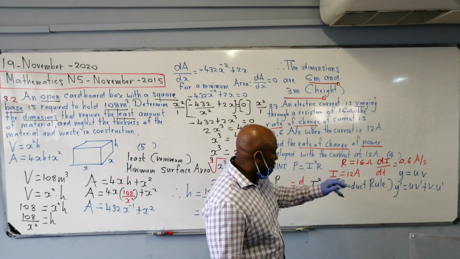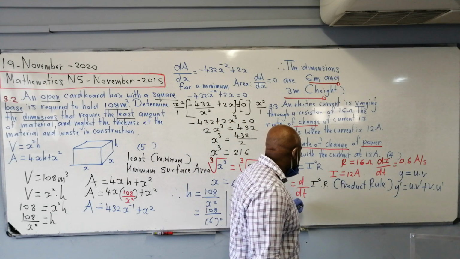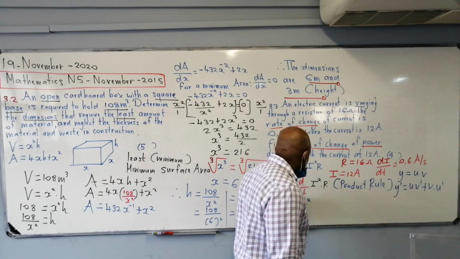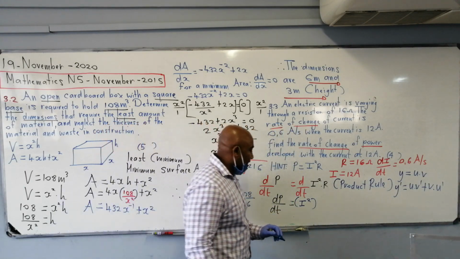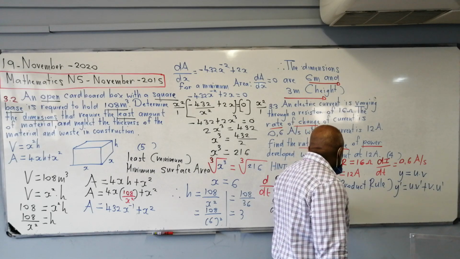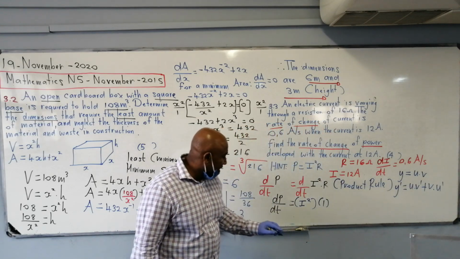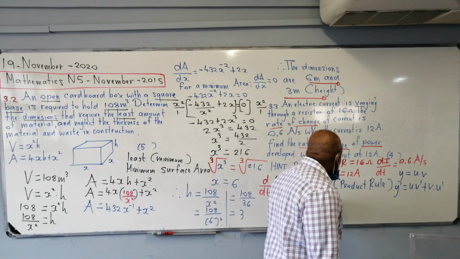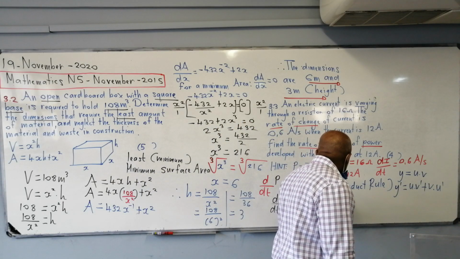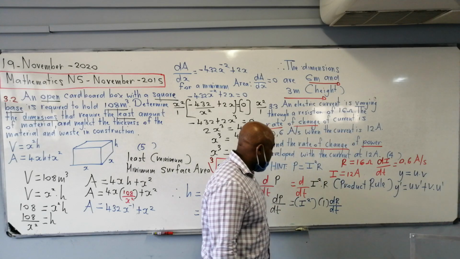So the product rule goes, write down, copy the first, which is I squared. Differentiate the second, differentiate r. So it's going to be 1. But remember, we are differentiating with respect to time. This is implicit differentiation. So you're going to multiply by dr dt.